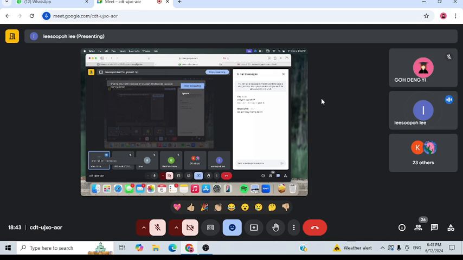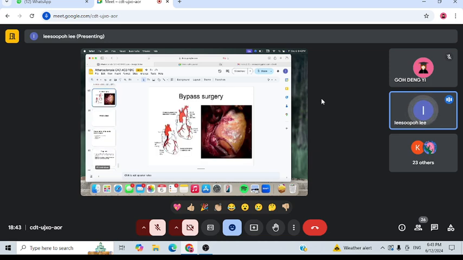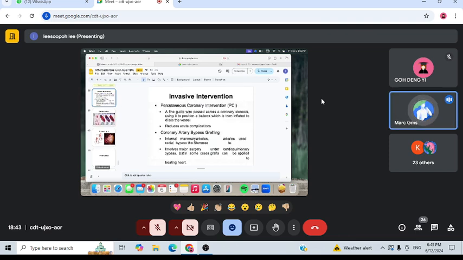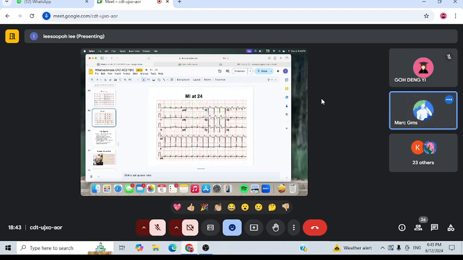Okay. Is it regarding the, what do you call, the graph? Oh, this one. The MI at 24 hours, right? On the V5 one, why is it like that? Let's see.